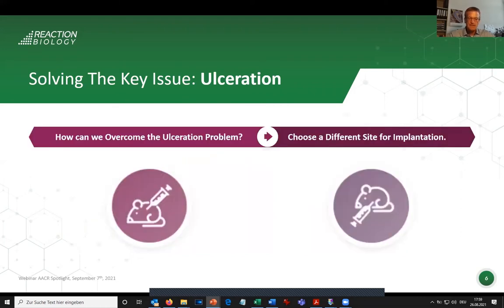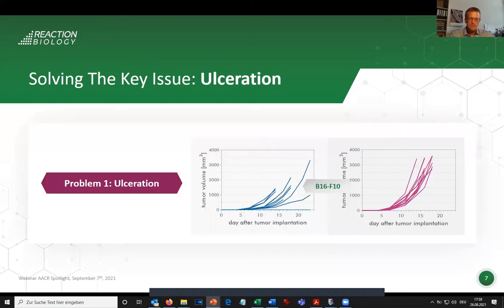We tried to overcome the ulceration problem by implanting the tumors at a different site. Notably, tumors of our orthotopic breast cancer models were growing with no ulceration issues, which led us to try mammary fat pad injection with other tumor types. The results were surprising and very impressive.